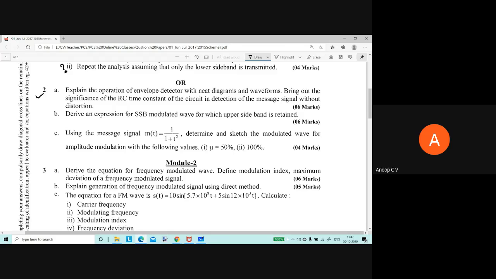But you can see an interesting problem here. Second problem. All of you please take down this problem. All of you please take down this problem, to derive an expression.